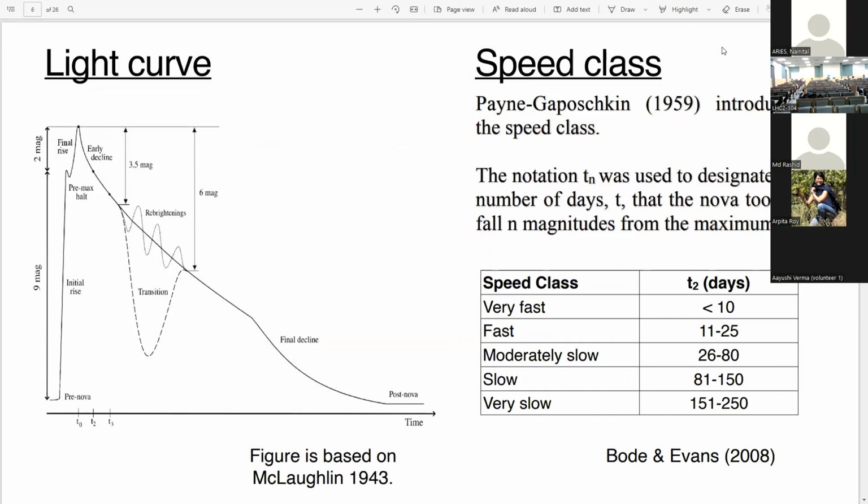This is a typical light curve of a classical nova. We have a pre-nova stage, then during outburst we see an initial rise, and then it reaches the maximum brightness, and after that it declines. This decline from the maximum brightness is not the same for different novae. It varies, and we can use this decline to classify novae into different speed classes. In 1955, a parameter t2 was defined, which is the number of days a nova took to fall 2 magnitudes from the maximum brightness, to classify novae from very fast to very slow.